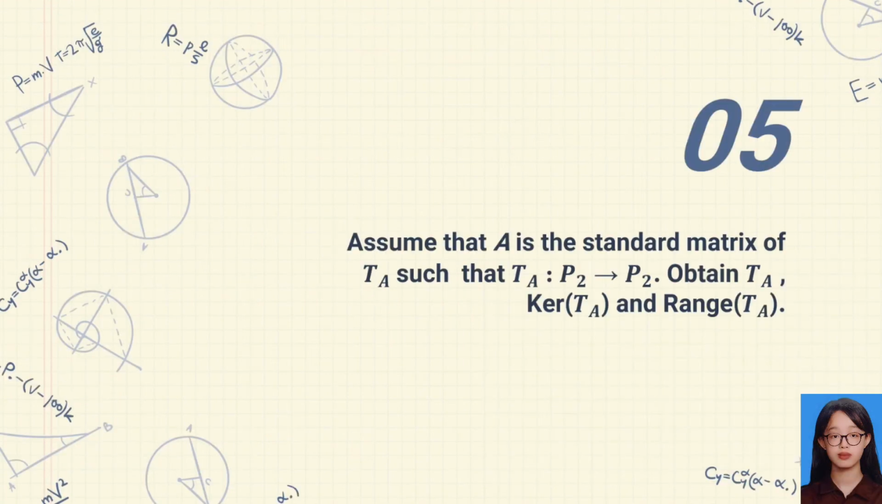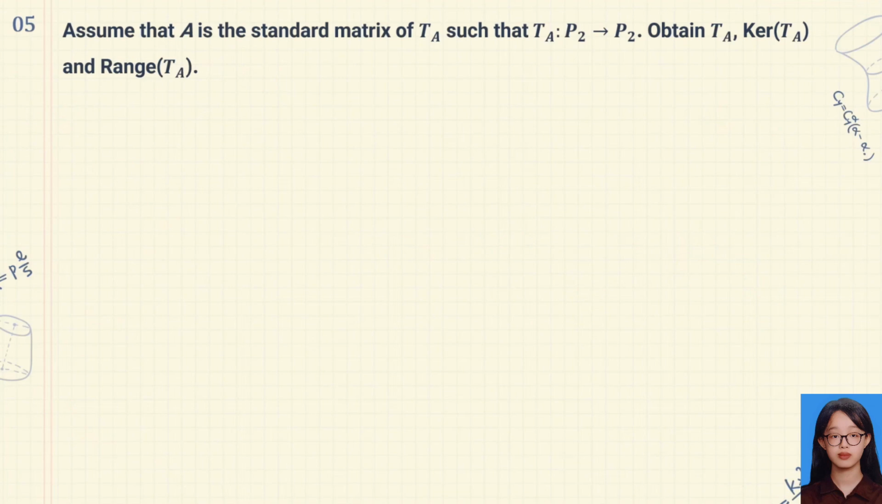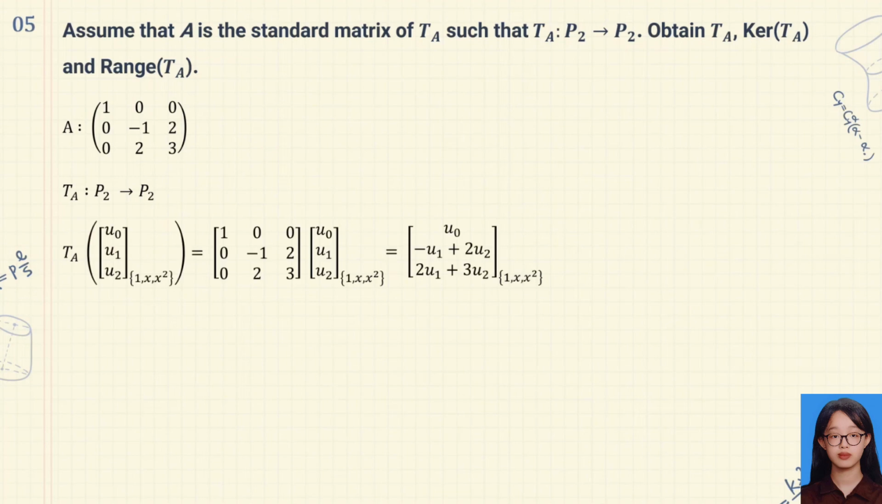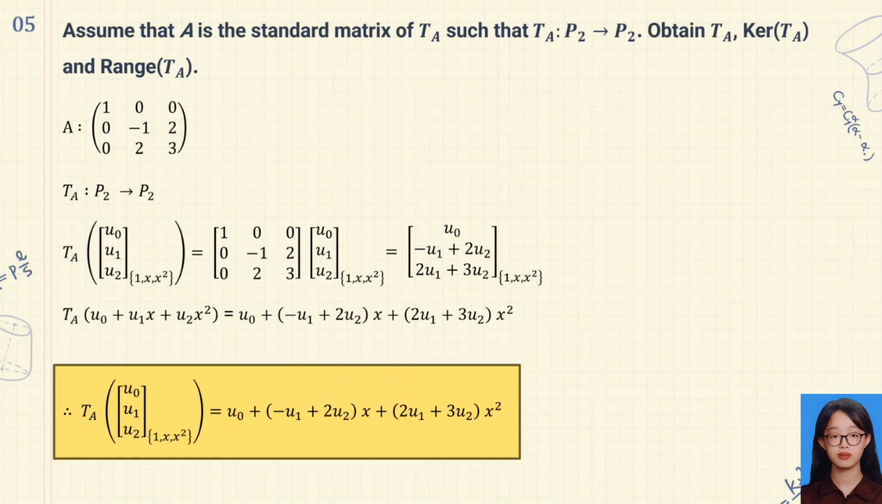Now let's go to question number 5. Assume that A is the standard matrix of the transformation T_A such that T_A is mapped from P2 to P2. We need to obtain T_A, the kernel of T_A, and the range of T_A. Given that matrix A is [1, 0, 0; 0, -1, 2; 0, 2, 3], the transformation maps the polynomial u0 + u1x + u2x² in P2 to another polynomial in P2, and we can get T_A equals u0 plus (-u1 + 2u2)x plus (2u1 + 3u2)x².